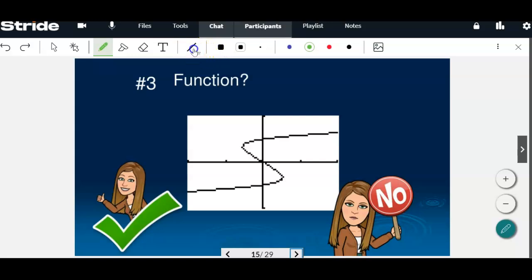All right, this one, let's put our vertical line in. We're good there at the beginning of it. But look what happens here. Wow, 3 different spots there, touches. So nope, not a function.